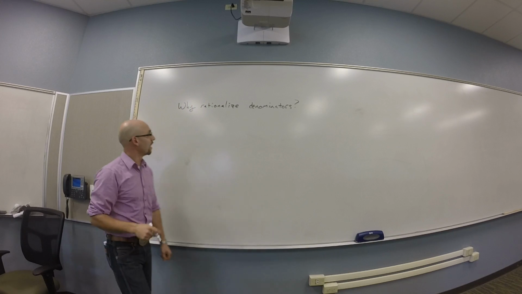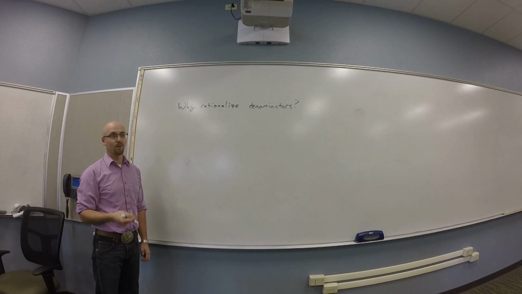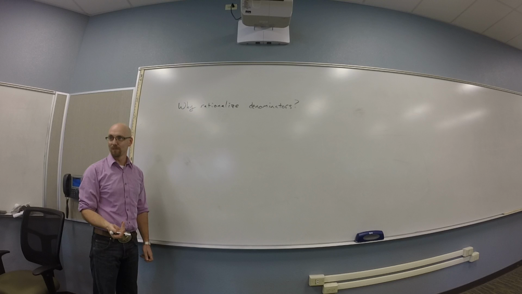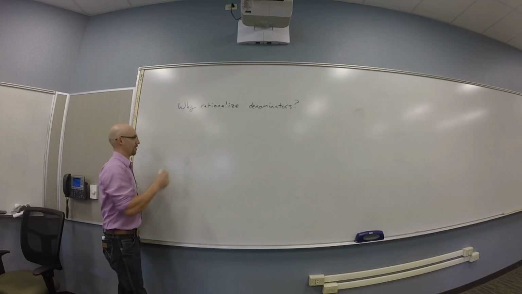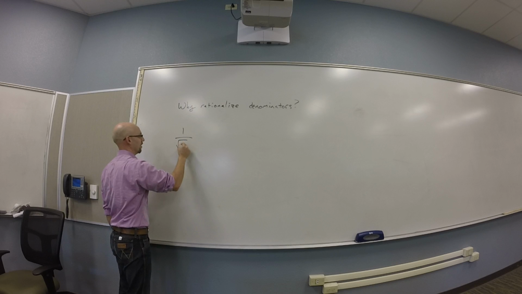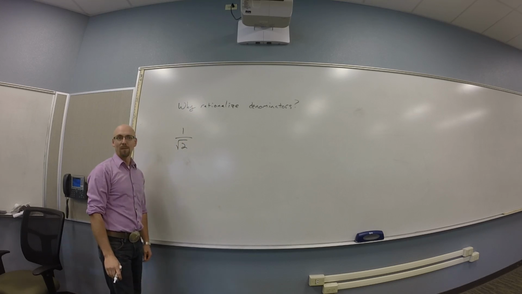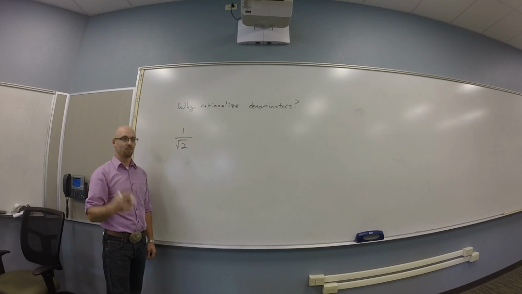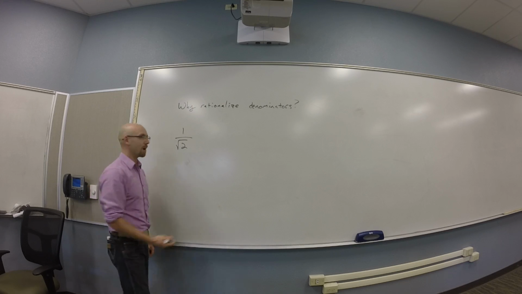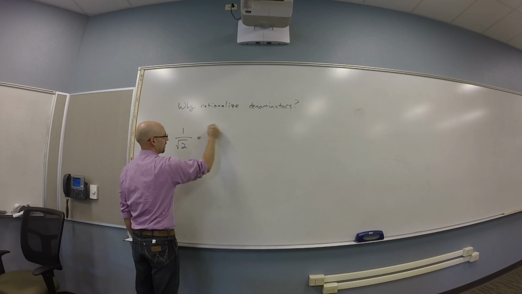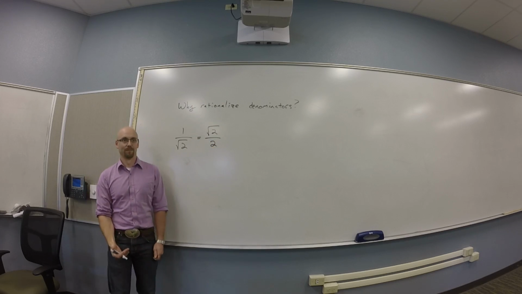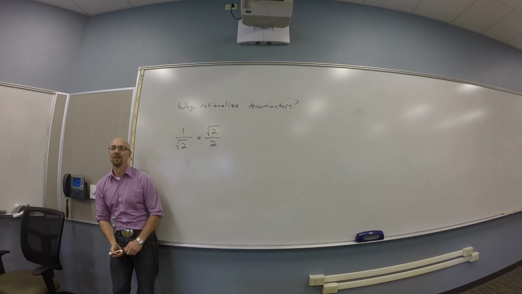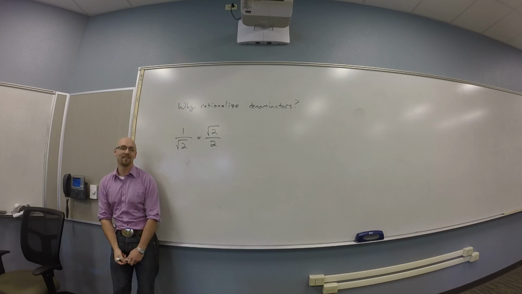Okay, so general question of philosophy, like why do algebra books want you to rationalize the denominator? In other words, why am I not just leaving it as 1 over the square root of 2? Why am I rewriting this as the square root of 2 over 2? Right? So the reason goes back to the days before calculators.